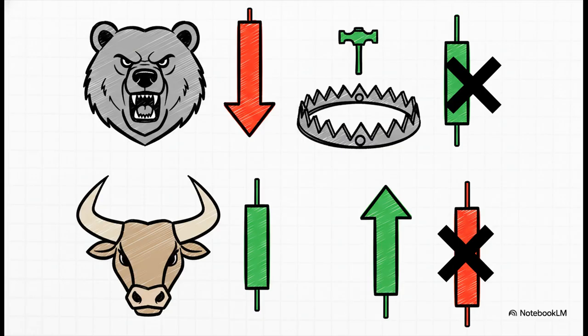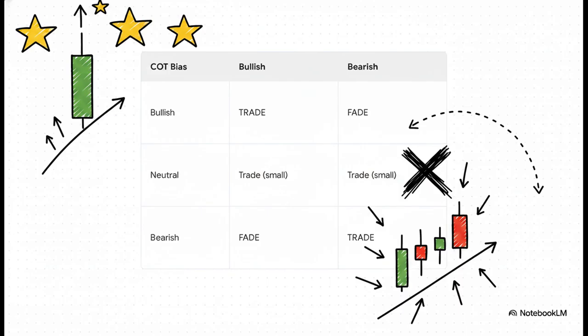If you see a gorgeous green hammer, but you're in a heavily bearish COT environment, it's a trap. It's just there to lure in late buyers before the floor completely drops out. Let's see how this actually plays out in practice with the COT candle confirmation matrix.